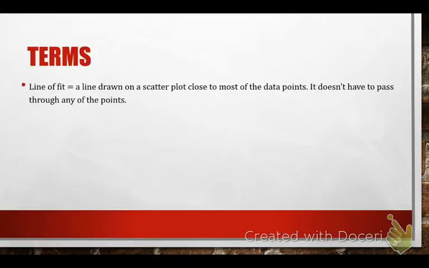All right, what's the line of fit? The line is going to be drawn on the scatter plot in the vicinity of most of the points, but the catch is it doesn't have to necessarily pass through any of the points. You're going to see it's in the general area, but the rule for line of fit is that it doesn't necessarily have to pass through the points. All right, you guys got that?